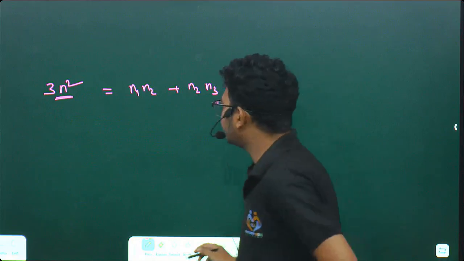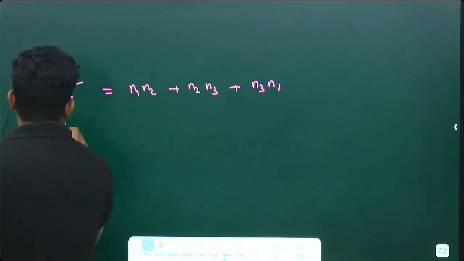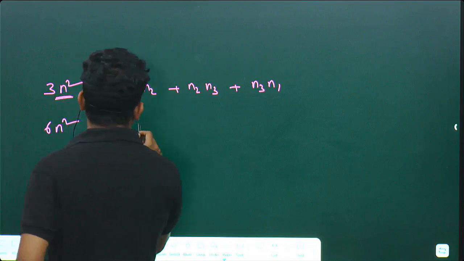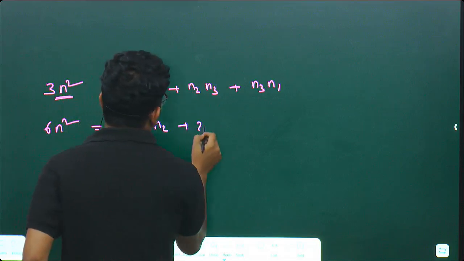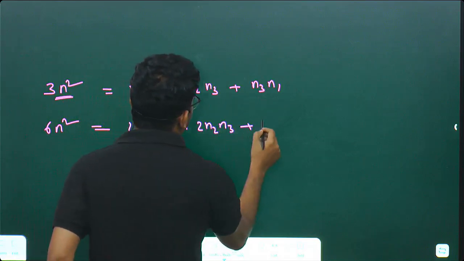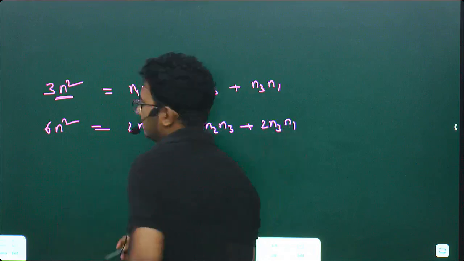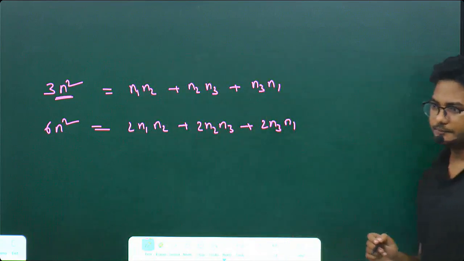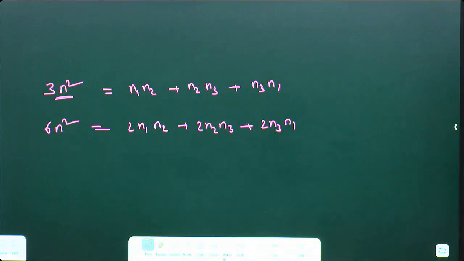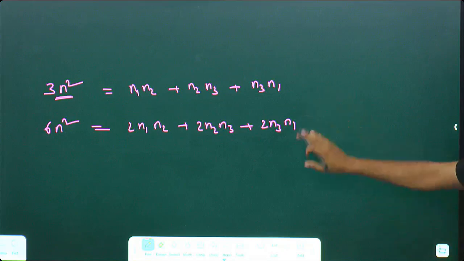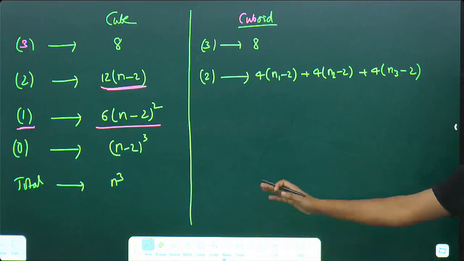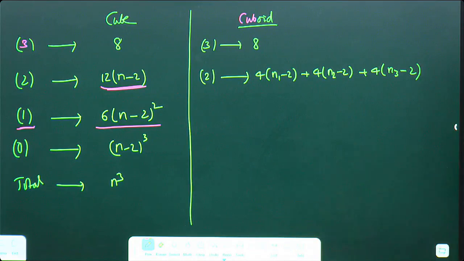Now we have 6n square. If we have 6n square, then the formula will be 2n1 n2, 2n2 n3, 2n3 n1. Only this formula is a bit difficult, but no worries. With the questions I'll give you a trick as well.